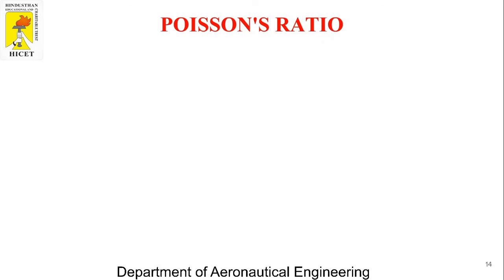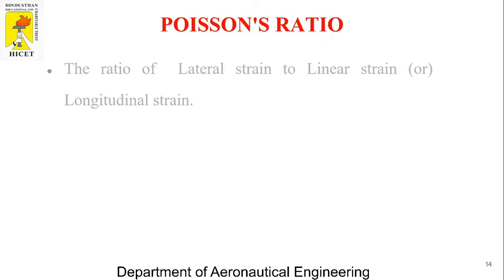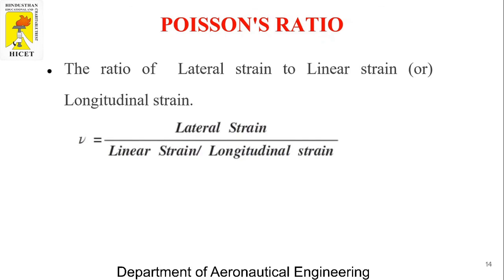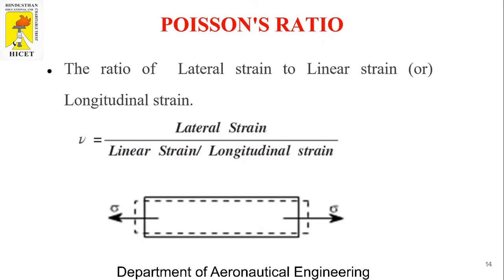The next important constant is Poisson ratio. The Poisson ratio is defined as the ratio of the lateral strain to linear strain or longitudinal strain, generally denoted by mu is equal to lateral strain divided by linear strain or longitudinal strain. If you apply a tensile or compressive load on your body, there will be an elongation in the longitudinal direction and compression in the lateral direction. The ratio between this lateral strain and the longitudinal strain gives the Poisson ratio.